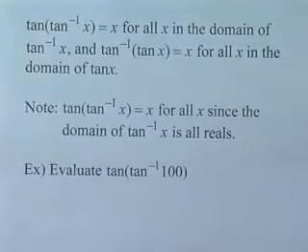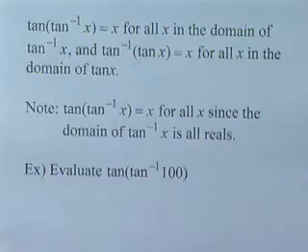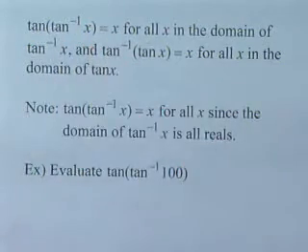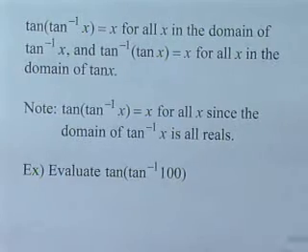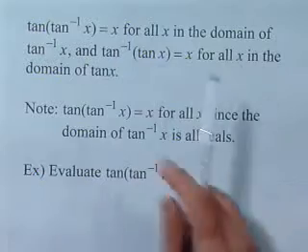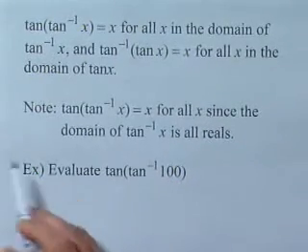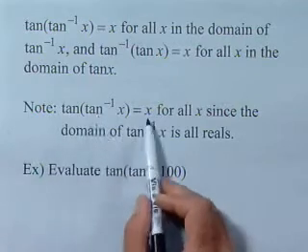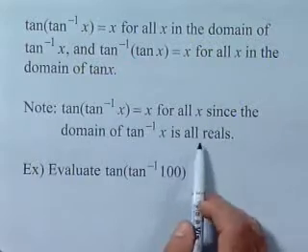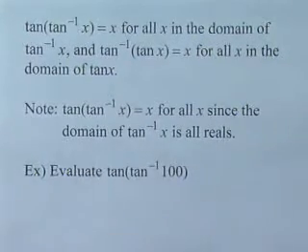Okay, again, the nice property of inverse functions is that if we compose them, we'll always get x. So the tangent of arctangent of x equals x for all x in the domain of arctangent. On the other hand, arctangent of tangent x is x for all x in the domain of tangent. Note, tangent of arctangent is x for all x, since the domain of arctangent is all reals.